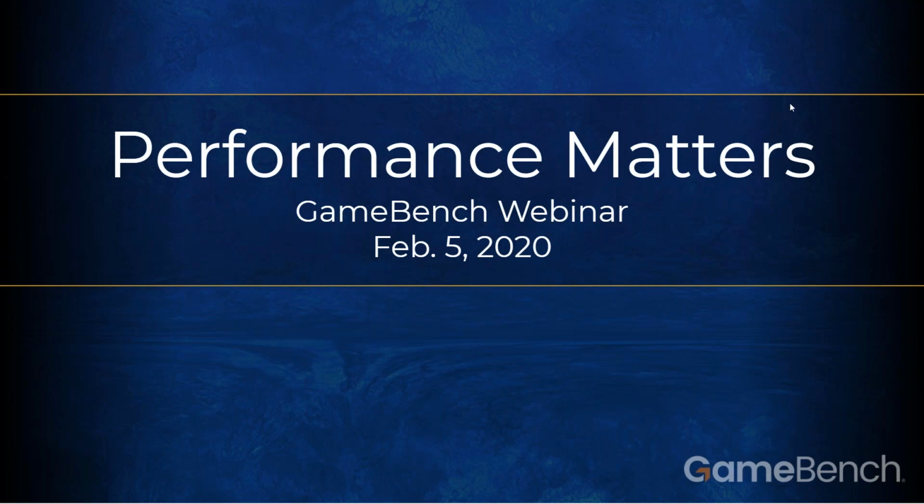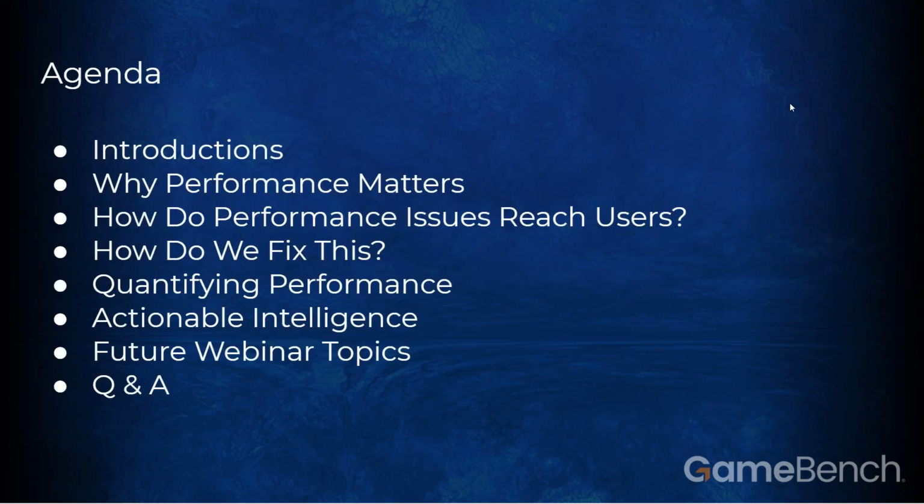Let's go over the agenda here. I'm going to do a couple of quick introductions to myself and to GameBench if you're not familiar with the organization. We'll talk about why performance matters. We'll talk about how performance issues reach users and how we actually fix this. What are the steps that we need to take to catch performance issues earlier in the development cycle of your games? And how do we make sure that what we're doing is quantifiable, repeatable, and actionable?